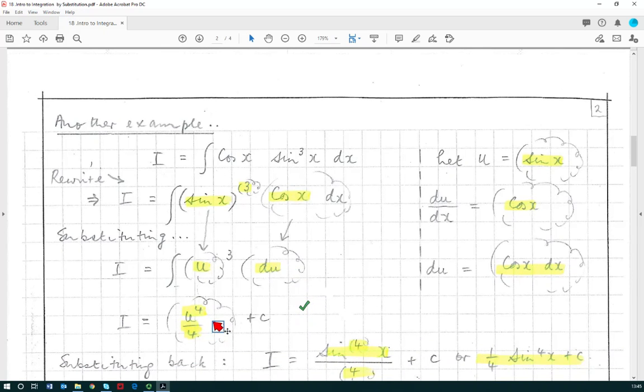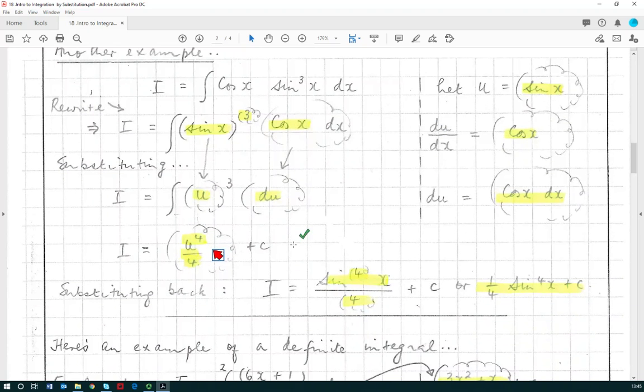This isn't a definite integral after all. The next one will be. Okay. And now substitute back. u is simply sin x. So sin⁴x over 4 + c. Okay. Now we're going to try a definite integral.